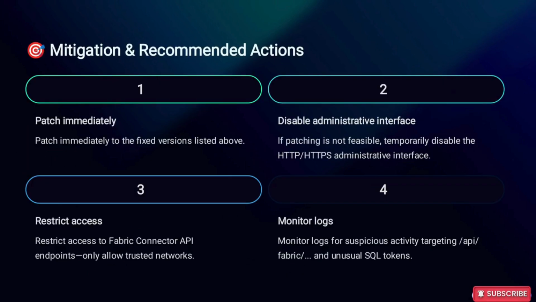Mitigation and recommendation steps are important. One is to patch immediately to the latest fixed version. Then disable the administrative interface: if patching is not feasible, temporarily disable the HTTP and HTTPS administrative interface. Then restrict access to the Fabric Connector API endpoints, only allowing trusted networks. Then monitor logs for suspicious activity targeting /api/fabric and unusual SQL tokens.